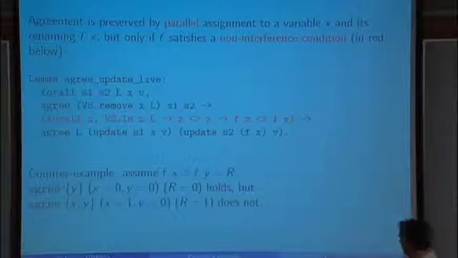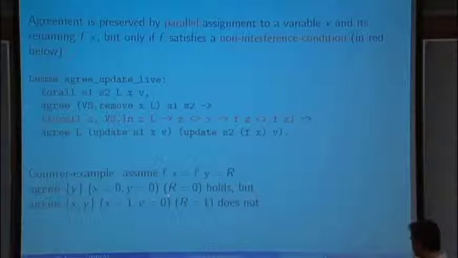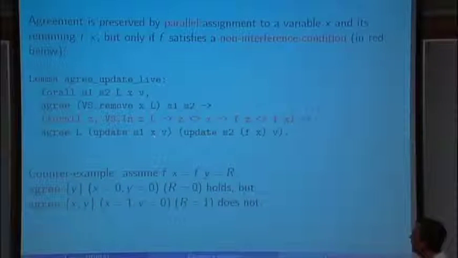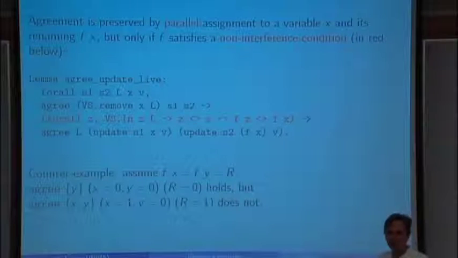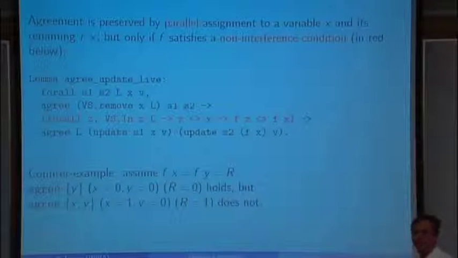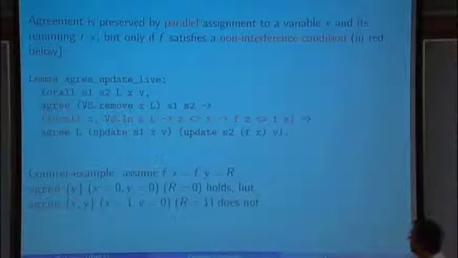Because if it were the case, I tried to write a counterexample here, but the idea is quite simple. If you have a live Z that is mapped to X, here we are assigning to X but not to Z, so X changes value, Z keeps its value. And here we would be assigning both to f of X and f of Z, right? And so that would be incorrect. But if we have this side condition in red, then assignment is fine.